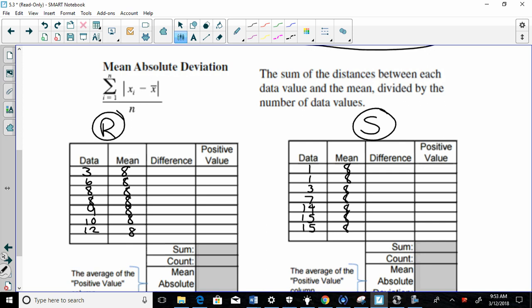Now we need to figure out, do they have the same variability, which means how spread out they are. And so you don't need to really put difference. They're just saying if it's negative, make it positive. So you only really need to fill in that positive value place. So you're just saying how far is each number from each other. So like how far is 3 from 8? 5, 5. So that's what you're figuring.